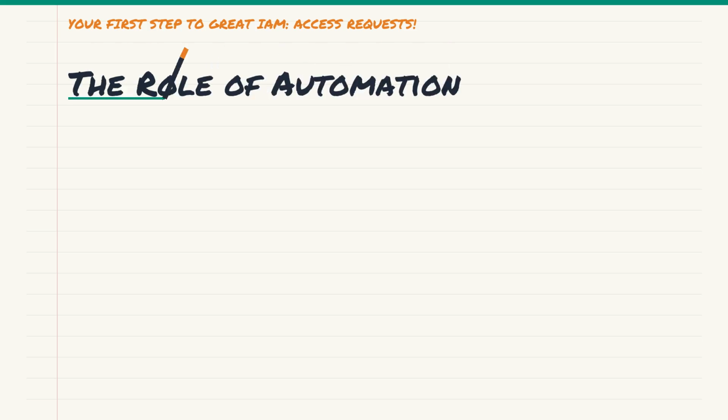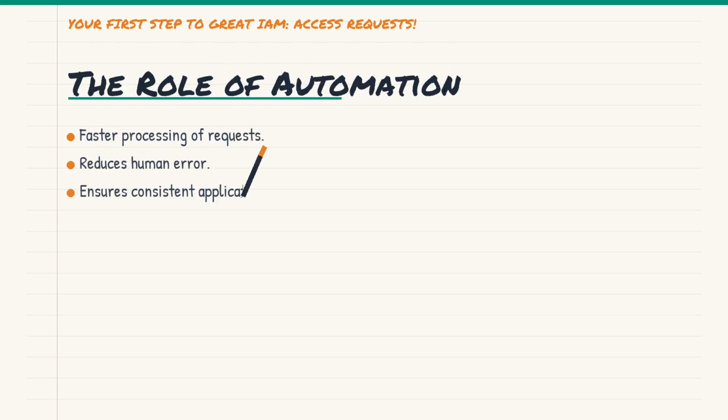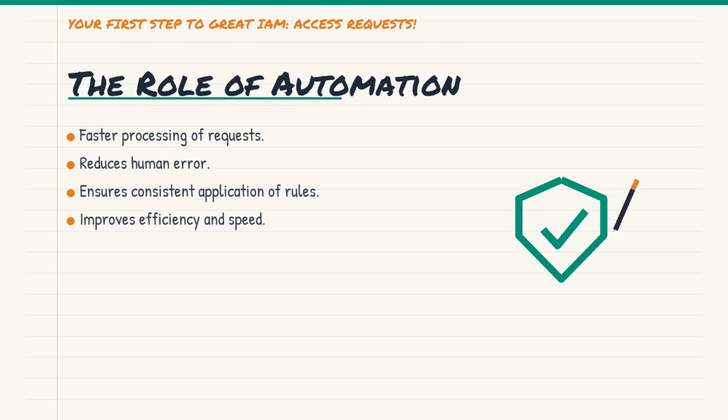You might have noticed we keep mentioning automation. Why is it so important for access requests? Well, manual processes are slow, error-prone, and can get lost, like Sarah's form.